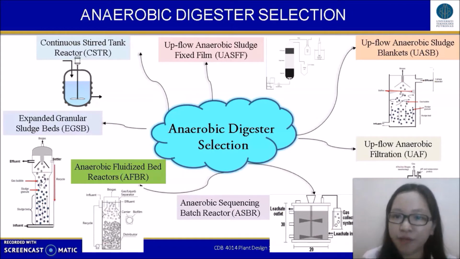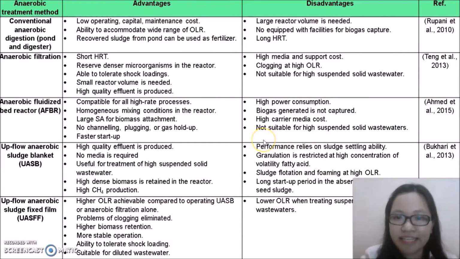Next is the anaerobic reactor selection. There are several types of anaerobic digesters for treating the pond wastewater. The examples of bioreactors are the CSTR, expanded granular sludge bed, EGSB, anaerobic fluidized bed reactor, AFBR, and so on. This table tabulates the advantages and disadvantages of different types of designs for anaerobic treatment methods.